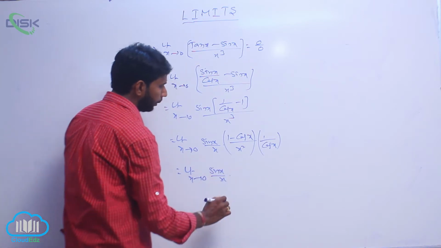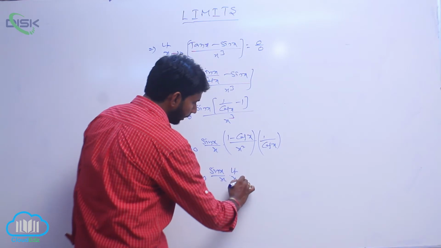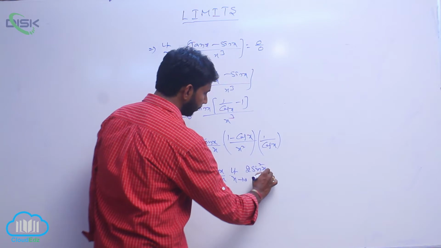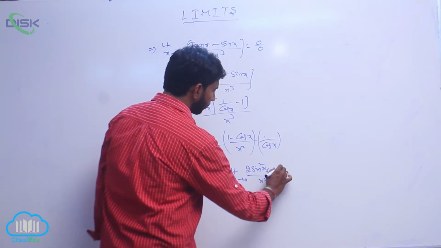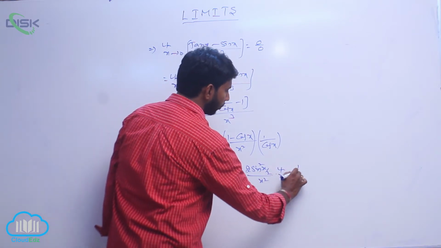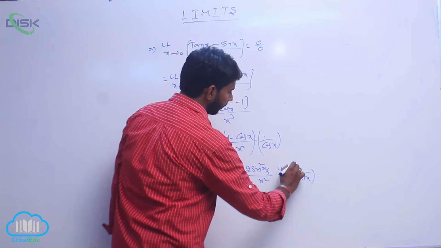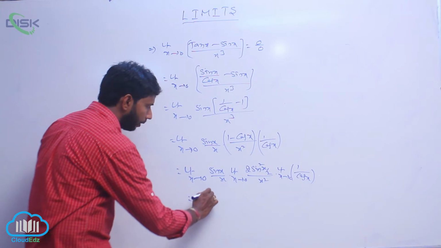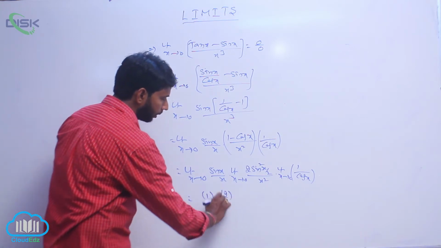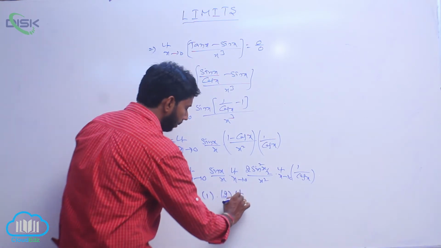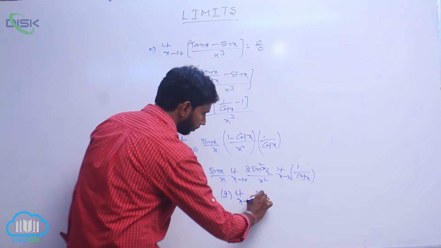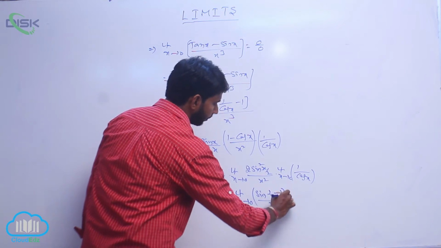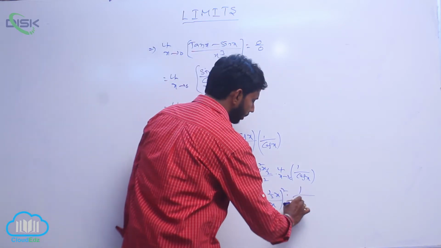That is the limit as x tends to 0 of sin x by x, into the limit as x tends to 0 of (1 minus cos x) by x square, where 1 minus cos x is 2 sin square x by 2, into the limit as x tends to 0 of 1 by cos x. Here sin x by x value is 1. Here 2 is common. It can be written as the limit as x tends to 0 of sin of (1 by 2 x) by x, whole square. Put x equals 0 in the last term, that is cos 0.